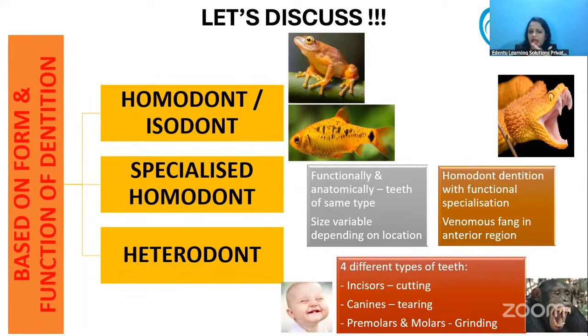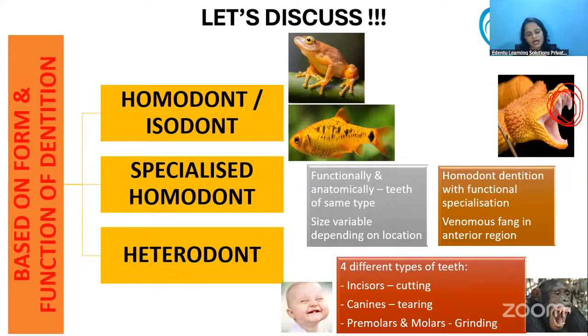Like the fangs of the snakes. The ones that are present in the anterior region alone will be very sharp and pointed. Such a type of dentition is called specialized homodont dentition. Other than this particular tooth, all the other teeth are similar in appearance. But this tooth, for its prey catching abilities or predatory activities, is usually sharp in structure. Such type of dentition is called the specialized homodont dentition.